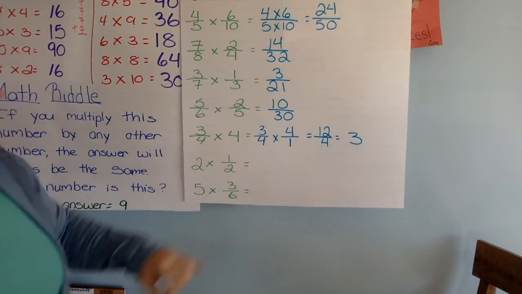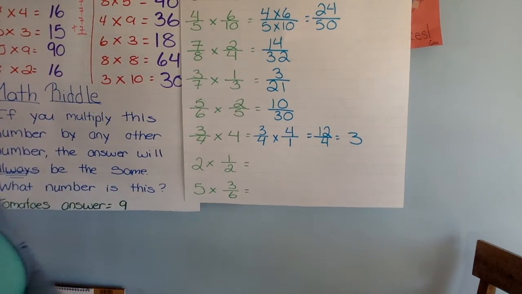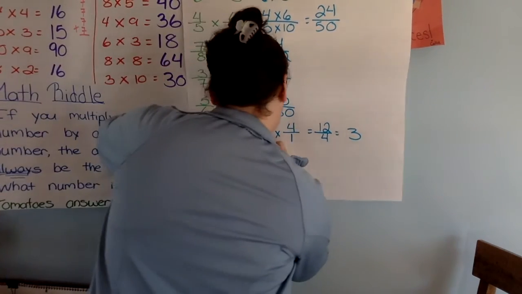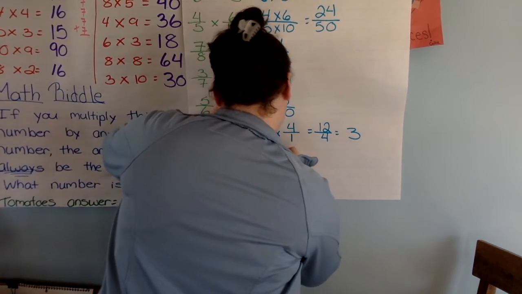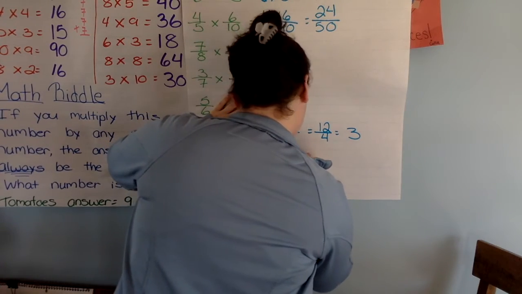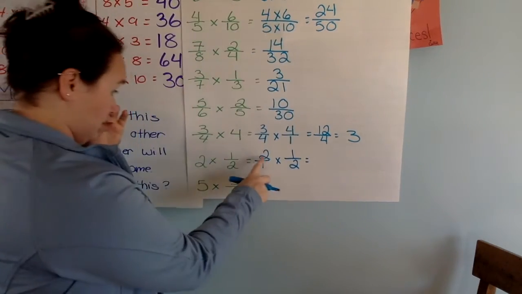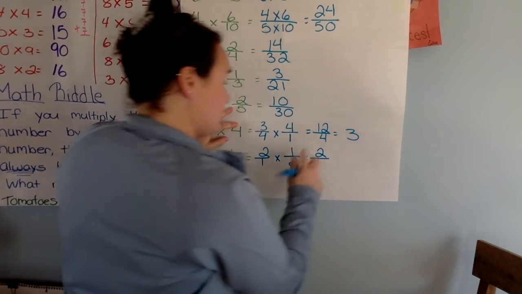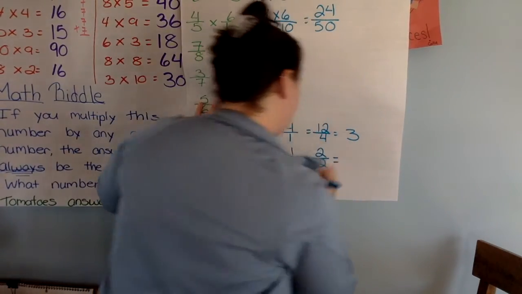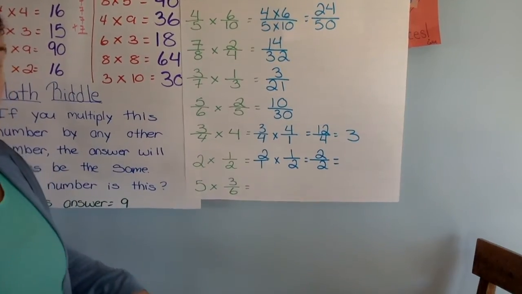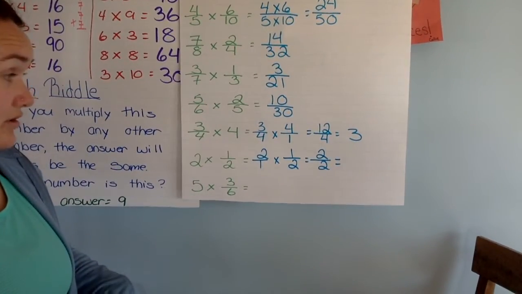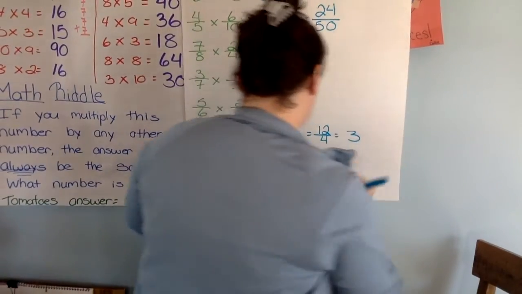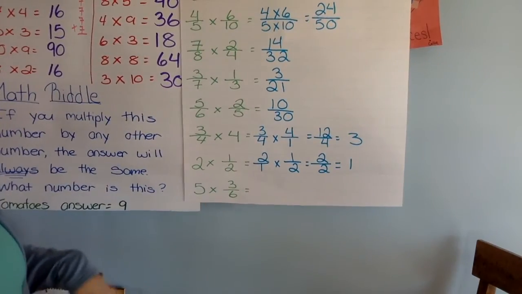So I have 2 times 1/2. So I am going to make this 2 into a fraction. So I'm going to take 2, put it over 1, and I'm going to multiply it by 1/2. 2 times 1 is 2. 1 times 2 is 2. Now, I can change that into a fraction, or a whole number as well. 2 divided by 2 is 1. Okay. Now I'm going to go to the next one.